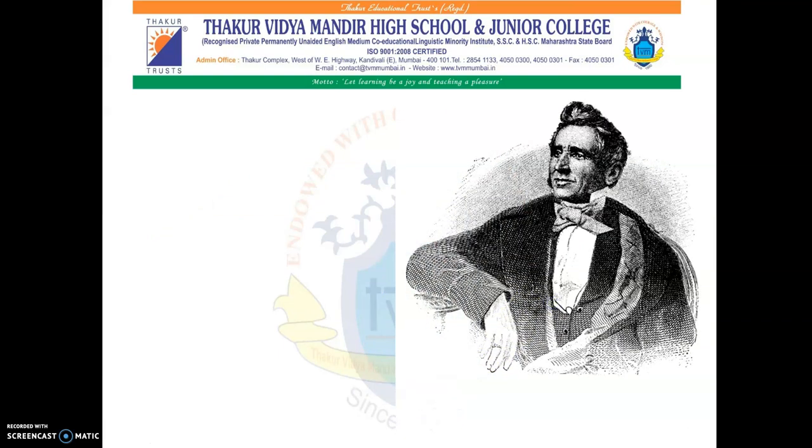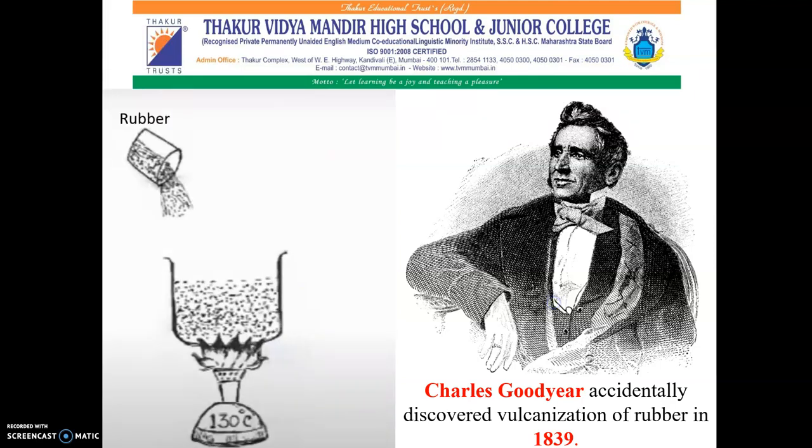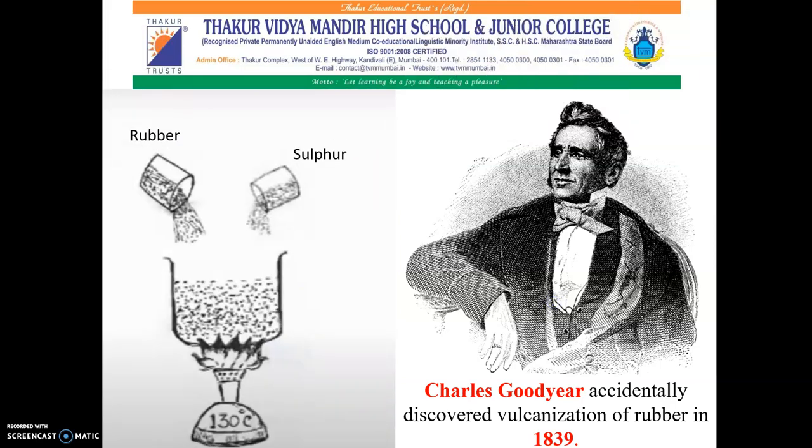The picture shows a scientist named Charles Goodyear. He accidentally discovered vulcanization of rubber in 1839. He spilled a mixture of rubber and sulfur on a burning stove. After the stove was extinguished, he noticed that the rubber had become harder and less elastic. So he repeated these experiments in a systematic way and invented the process that is called vulcanization of rubber.